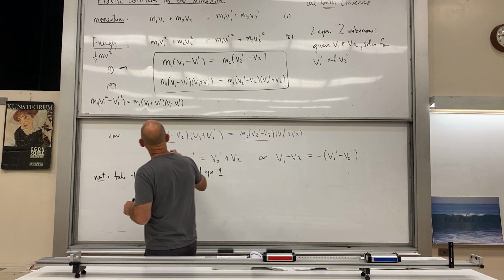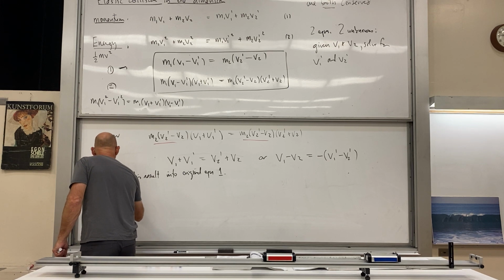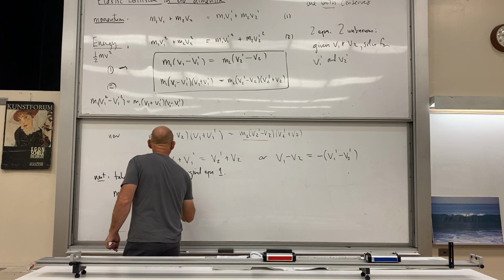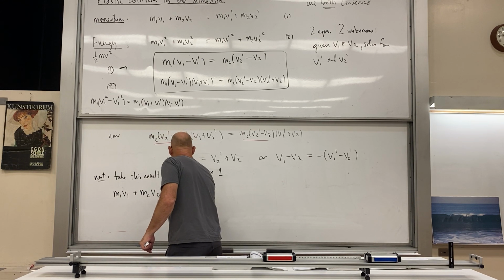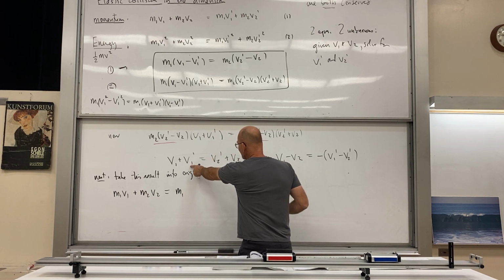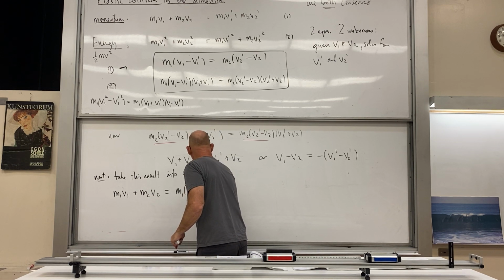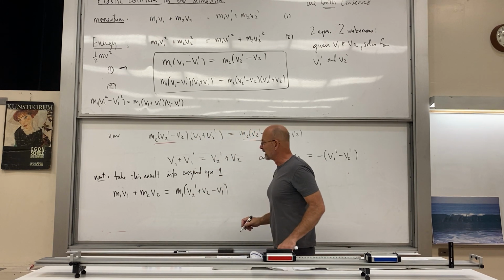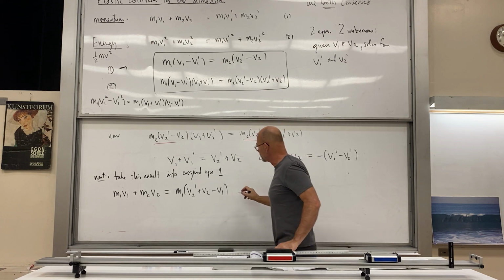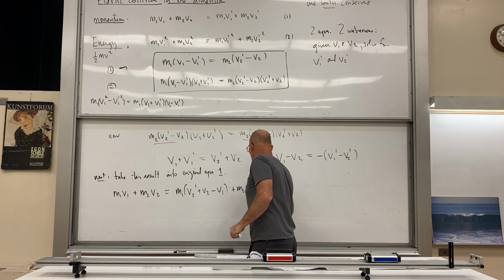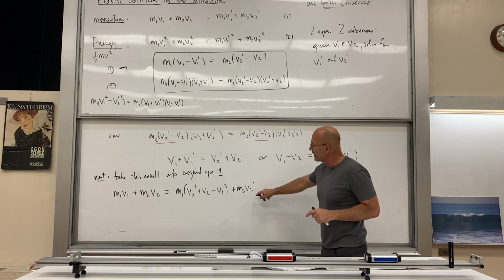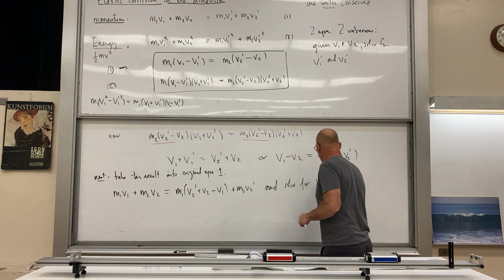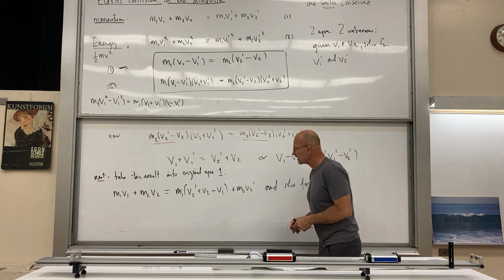We're going to get rid of the V1 prime, so we're going to have M1 V1 plus M2 V2 equals M1, and now we find out what V1 prime is equal to. It's equal to V2 prime plus V2 minus V1. Okay, so that's M1 V1 prime plus M2 V2 prime. And now we'll just be able to solve for V2 prime. So what do we get there?